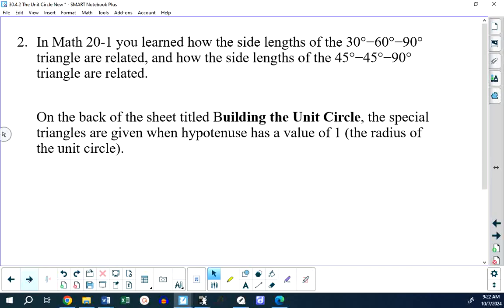Number 2. This is something that you maybe have blocked out of your memory, but in Math 20-1, you learned about these special triangles. Remember this vaguely? Not what the numbers are, but we're going to use different numbers this time. On the back of the sheet titled Building the Unit Circle, the special triangles, this 30, 60, 90 degree triangle and the 45, 45, 90 degree triangle, are given when the hypotenuse has a value of 1.